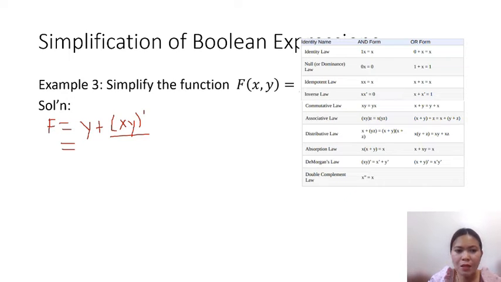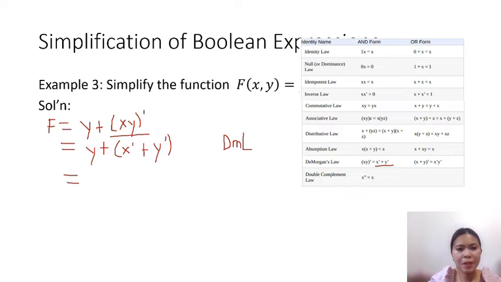So from this expression, pwede natin siyang gawing ganyan. So copy natin si y plus magiging not x, oops, sorry, not x plus y na siya, plus not y. Okay, so I used here De Morgan's law. So what we're going to do next, ano kayo yung best step?